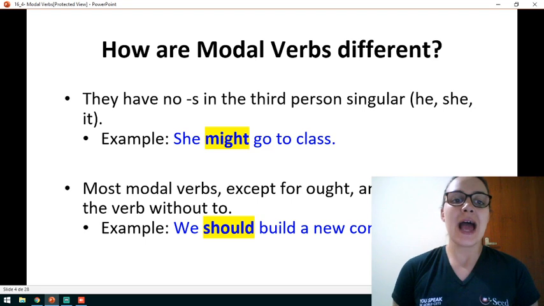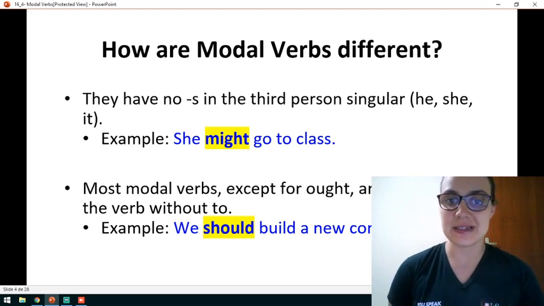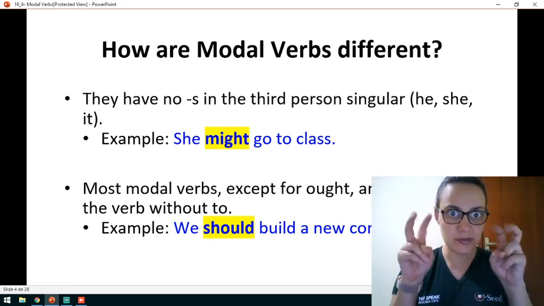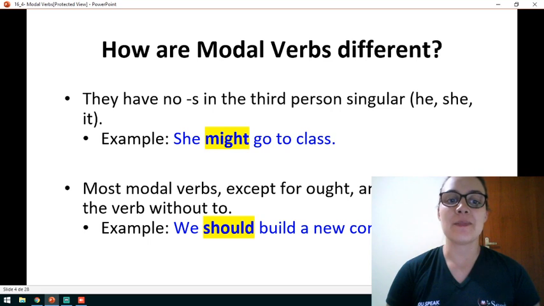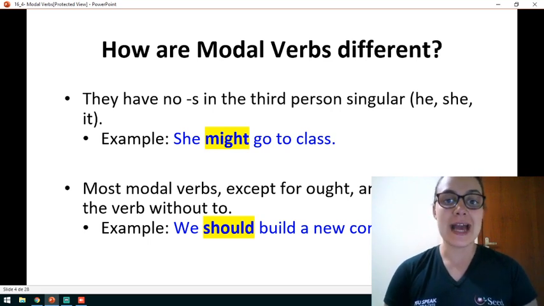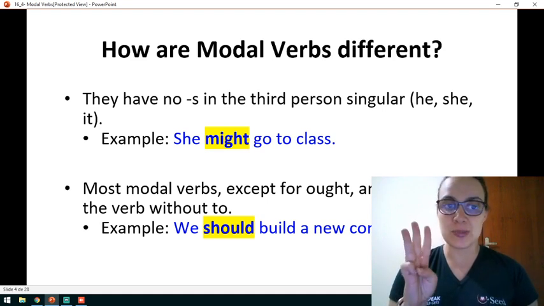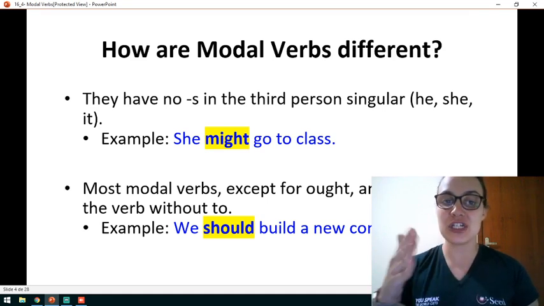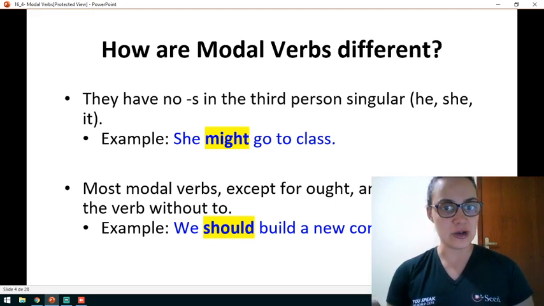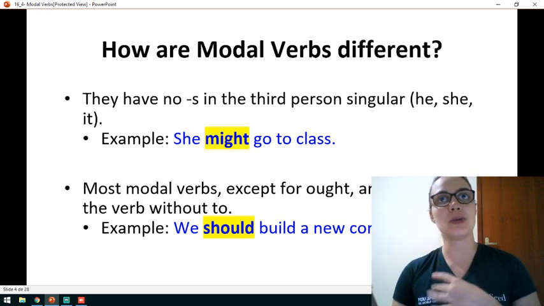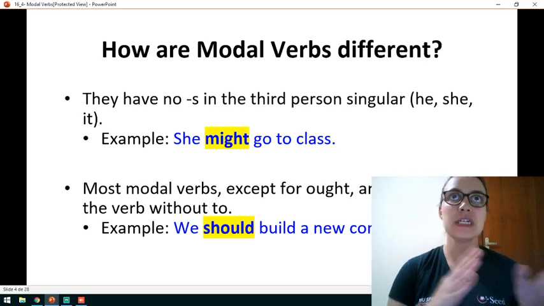All right, so how are modal verbs different? Now, modal verbs, you'll see, will act different than our normal verbs. For example, when we use modal verbs, they have no S in the third person singular. For example, he, she, it. Usually when we talk in the third person singular, with he, she, it, we always add S to the end of the verb. For example, she likes to eat pizza, all right? Or she eats pizza every day.